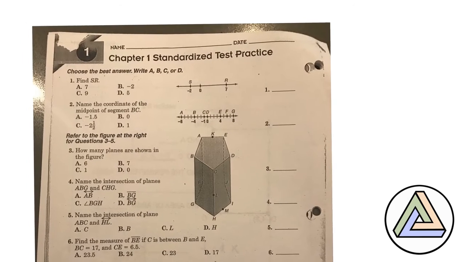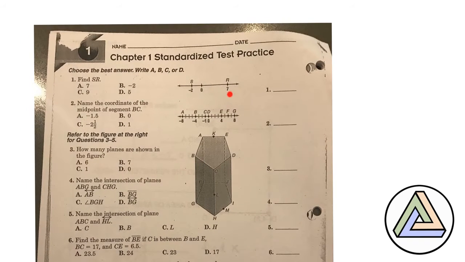Find SR. Well, SR is the length between point S and point R. Whenever you're dealing with a number line scenario like this, you always want to take the larger number and subtract the smaller number. You just follow that algorithm and it'll work every single time. So that would be 9. So that's that one.